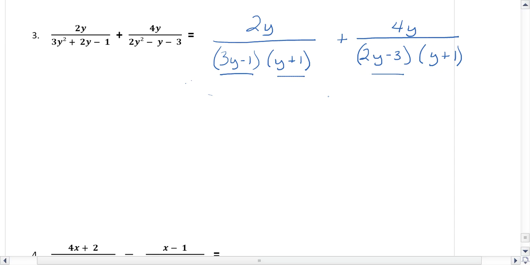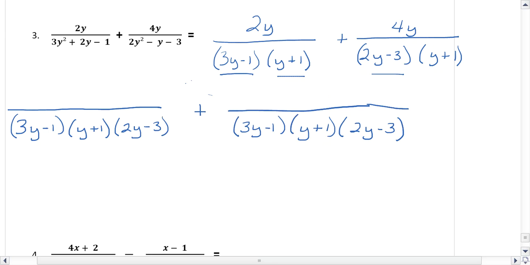So let's rewrite our fractions with common denominators. I set up both fractions with the 3-part common denominators. So now the next step, we need to determine what we had up here in the original fraction. We had the 3y minus 1 and the y plus 1.